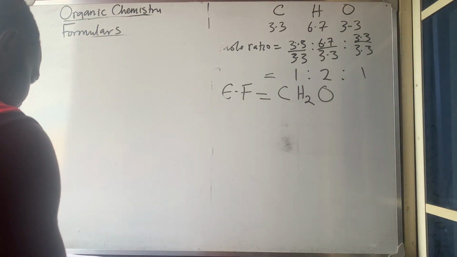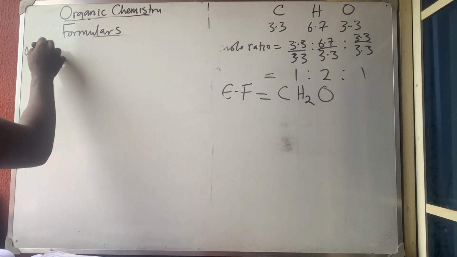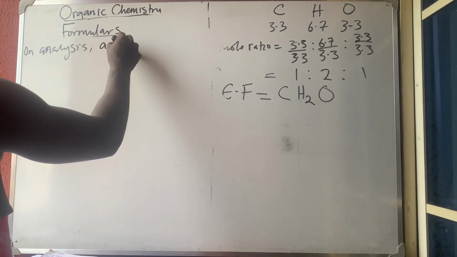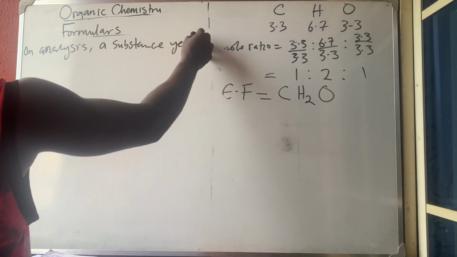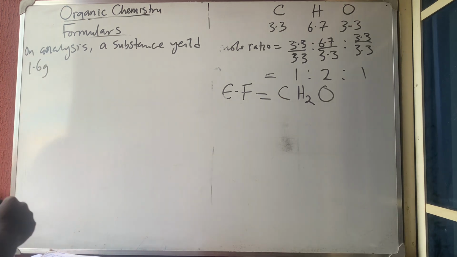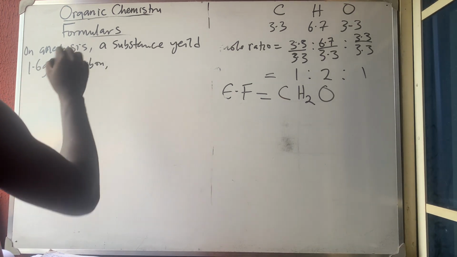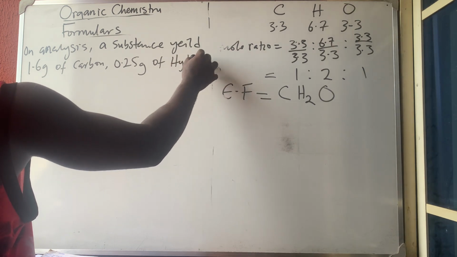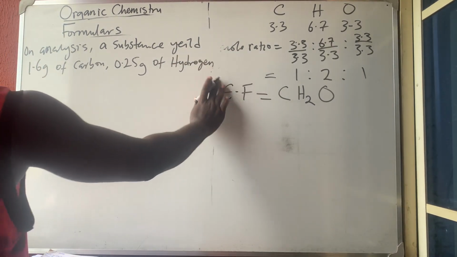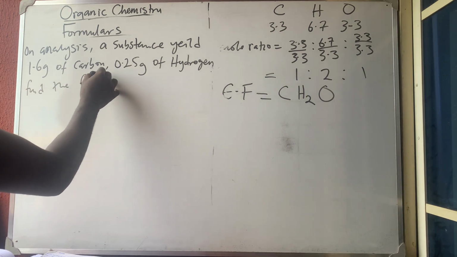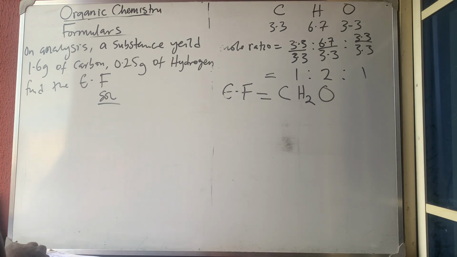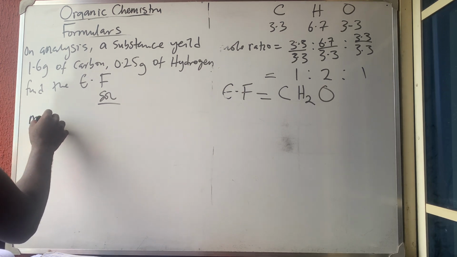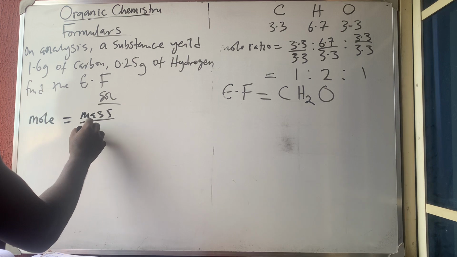So the next question said, on analysis, a substance yields 1.2 gram of carbon and 0.25 gram of hydrogen. Determine the empirical formula. Solution. This is very simple. We know that mole is equal to mass over molar mass.